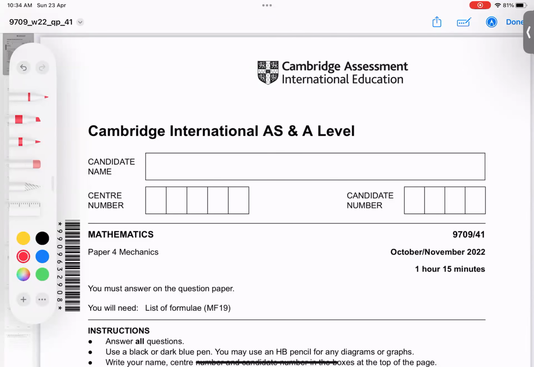This is the October 2022 paper, variant 41, mechanics paper. So let's start.